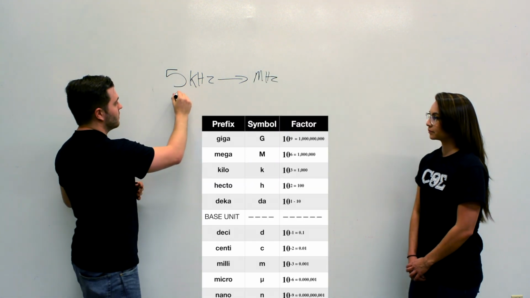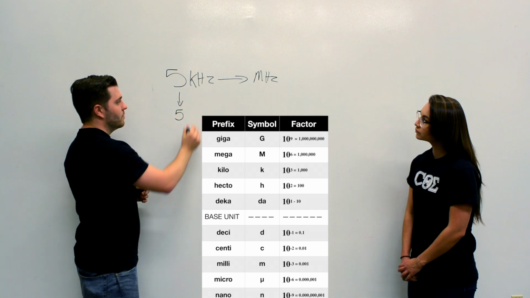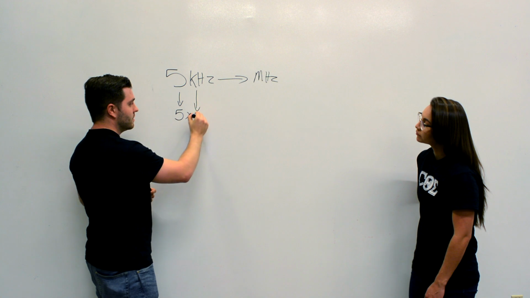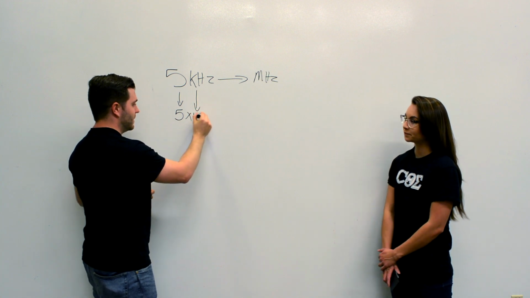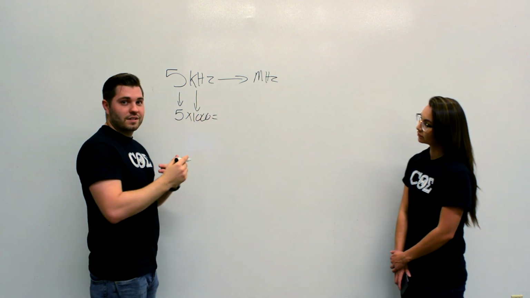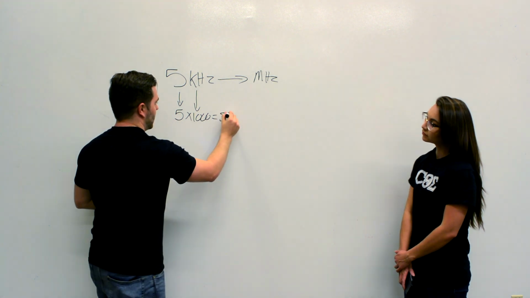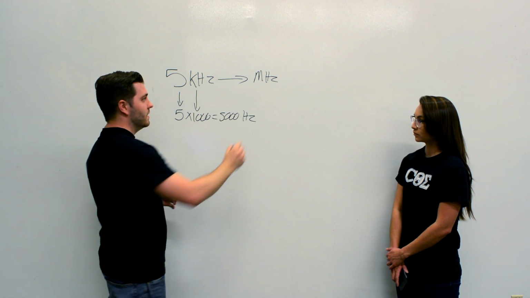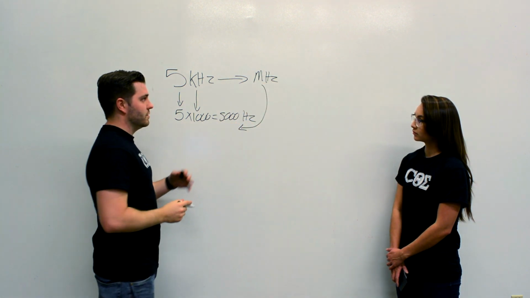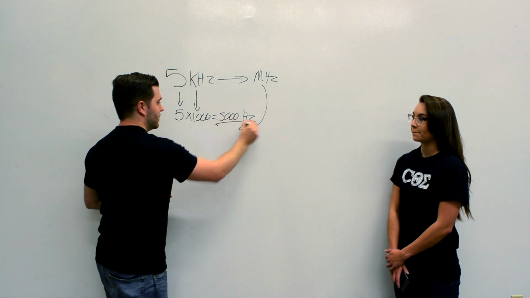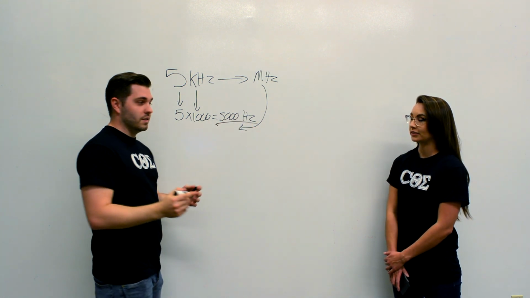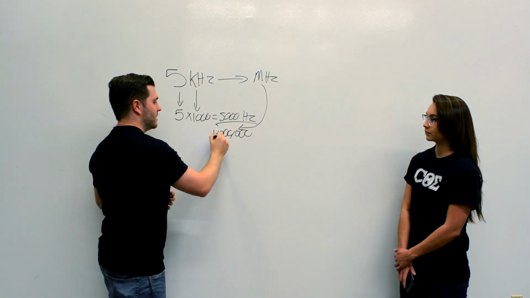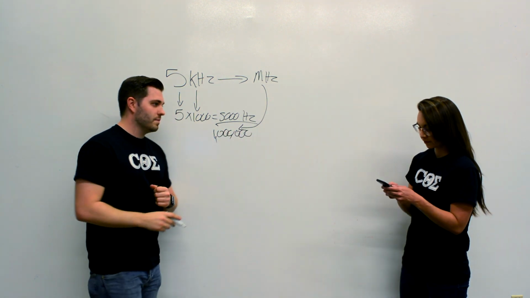So, we take our number, we're going to multiply it by whatever prefix we have, which kilo means what, Britt? 1,000. 1,000, perfect. Giving us 5,000 hertz. Now, we're going to take that and divide by whatever the base unit of megahertz would be, which is how many hertz? Million. 1 million hertz. So we have 5,000 hertz divided by 1 million hertz. And what's that give us, Britt?